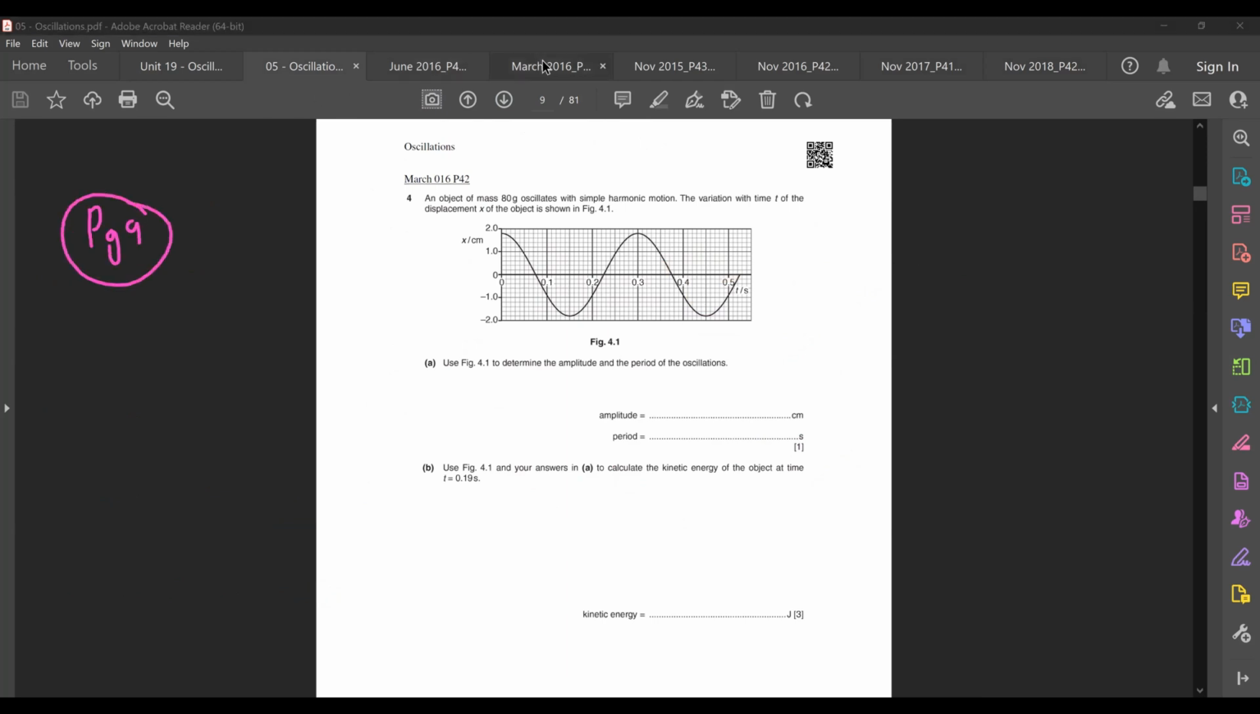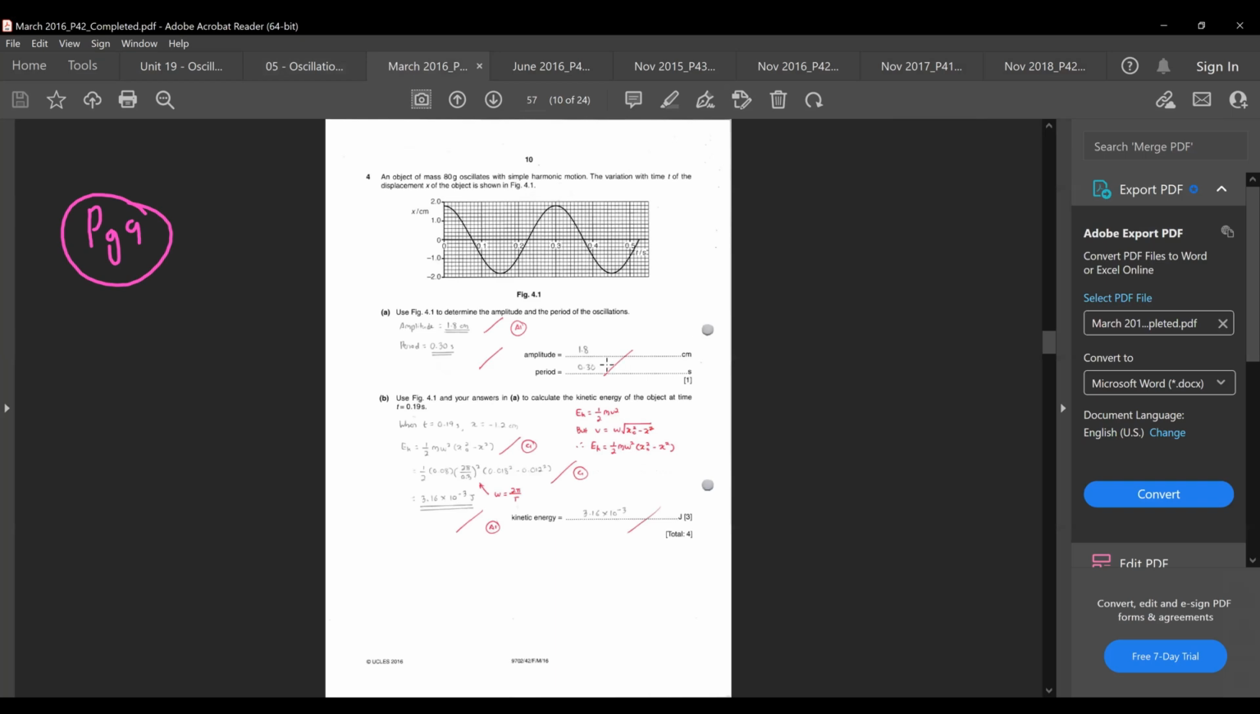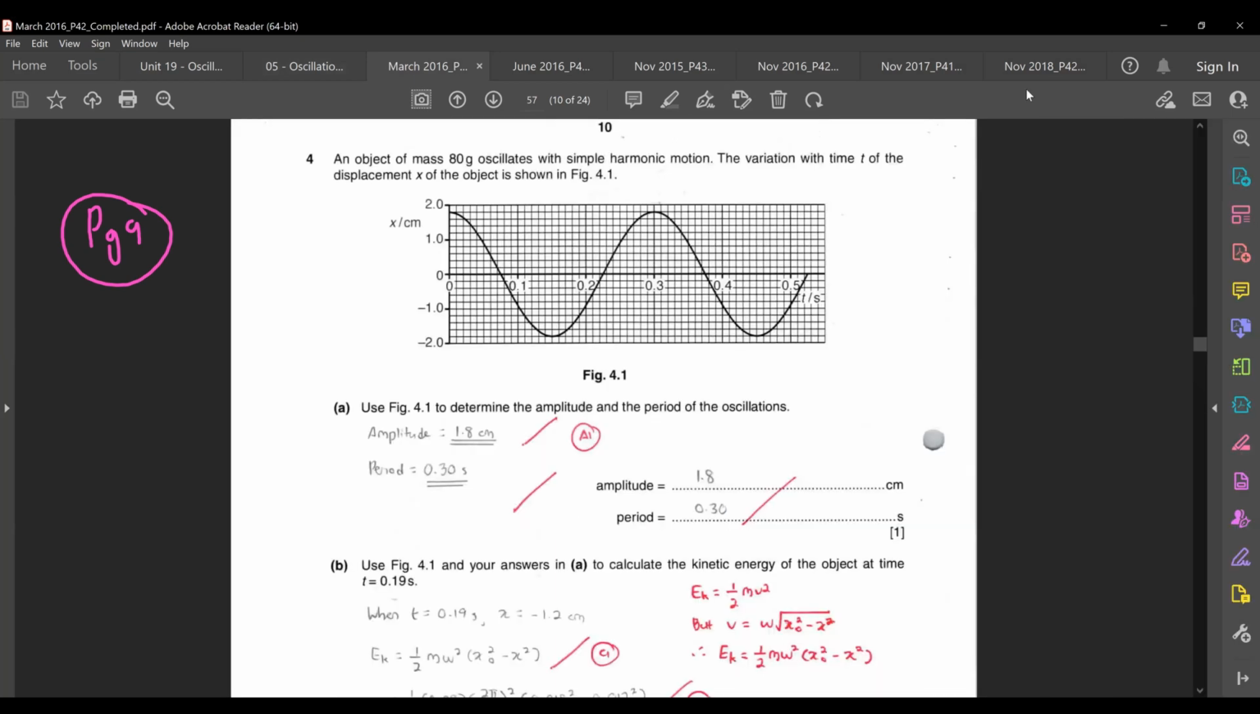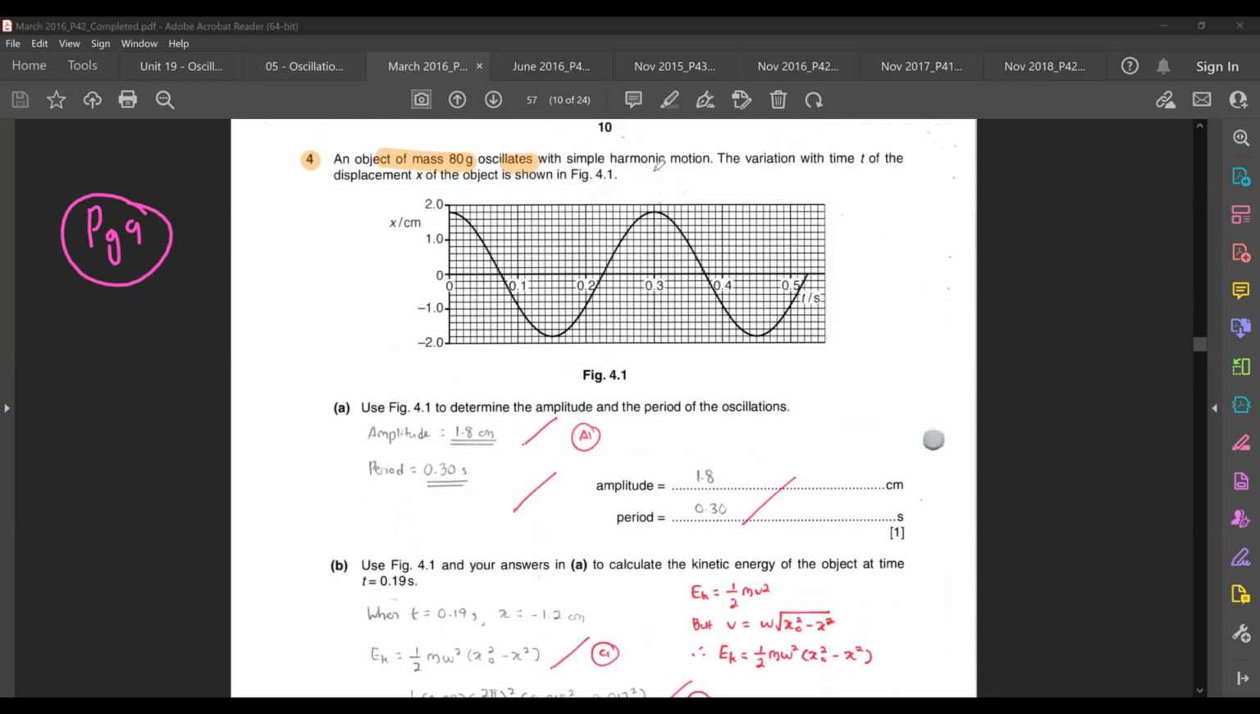Right, this is March 2016 P42. You have an object of mass 80 grams that oscillates with simple harmonic motion. The variation with time t of the displacement x of the object is as shown. Find out the amplitude and period of the oscillations. This one will be very straightforward. Your amplitude is this one, which is going to be 1.8 centimeter.